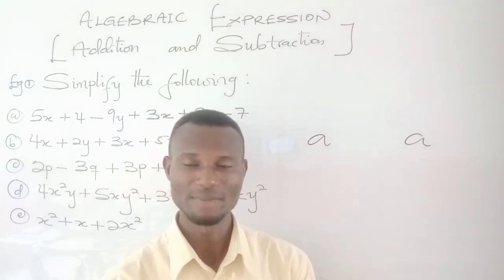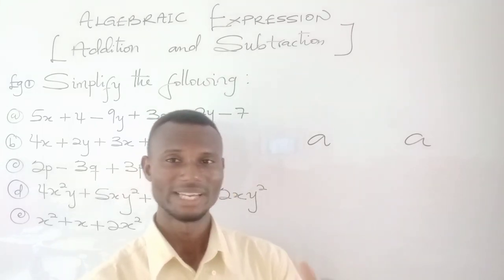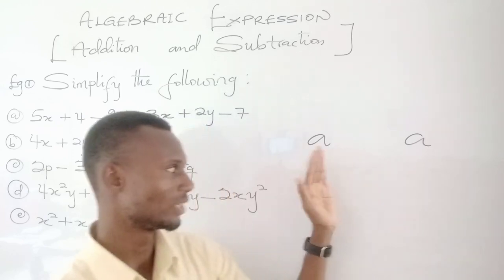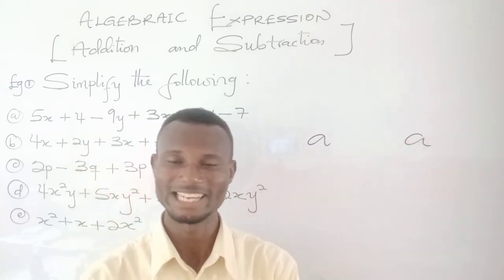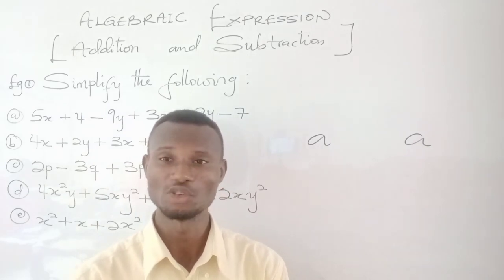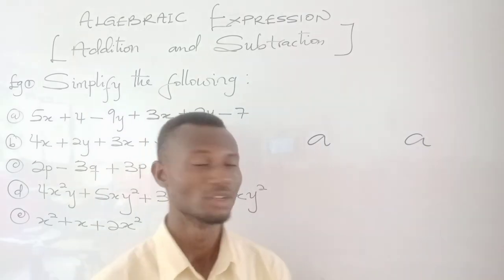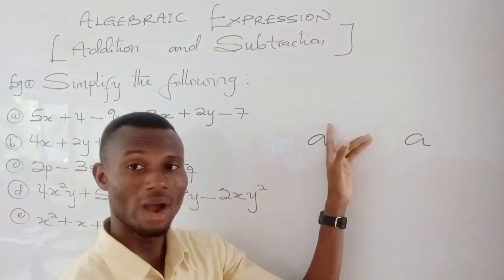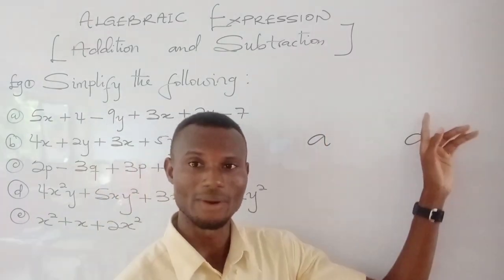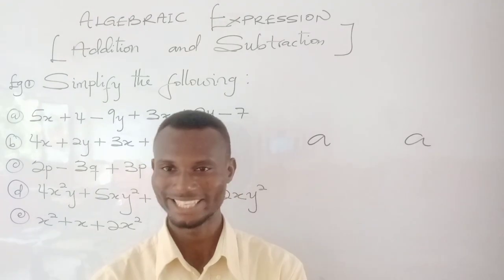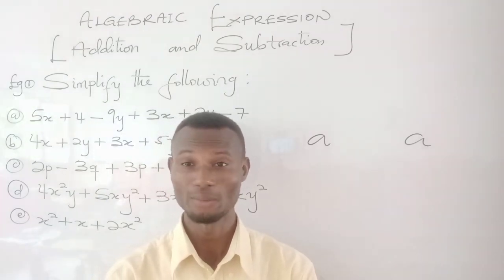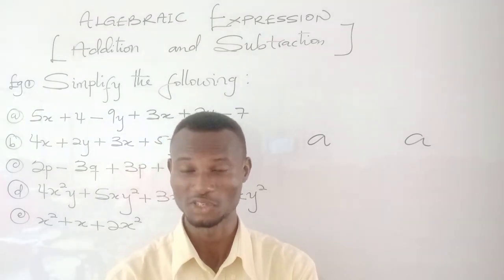Of the same kind means that the variable needs to be the same. So here I have A, here I have A. Of the same nature means the variable needs to have the same power. So this A has power 1, this A also has power 1. That is the meaning of like terms. I hope the explanation is clear enough up to this point.